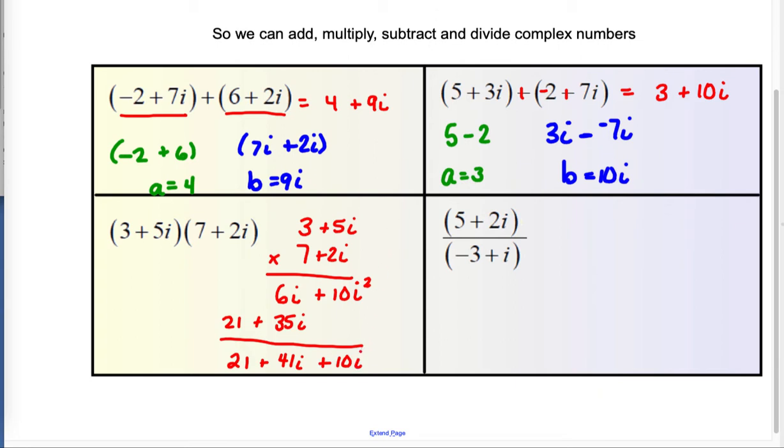But wait for it, we remember that i squared is really a -1. So this really turns into -10. And when I go to clean everything up, now I have a real part of 21 minus 10. So I have a real part of 11 and an imaginary part of 41.